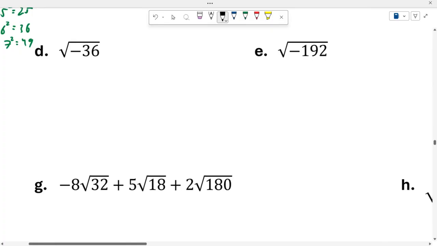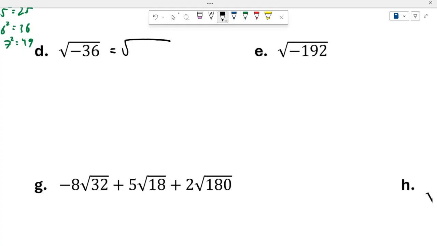All right, 11D. So 11D is the square root of negative 36. For D, I'm going to go slow, and I'm going to write some stuff that you probably don't have to write down, but I just want people to understand what's happening here. So I've got the square root of a negative number, and again, you don't have to write out all of these steps.